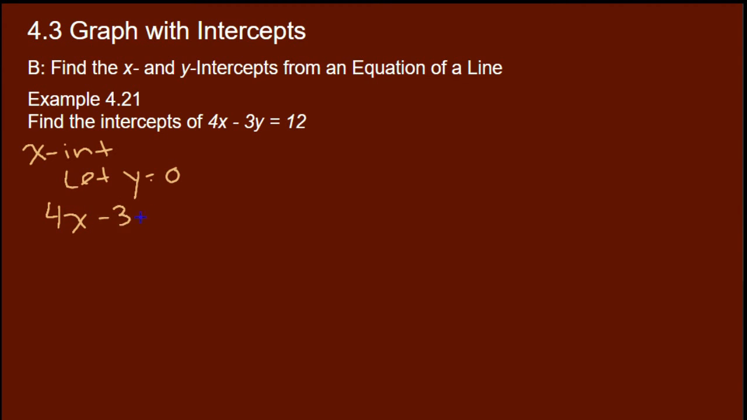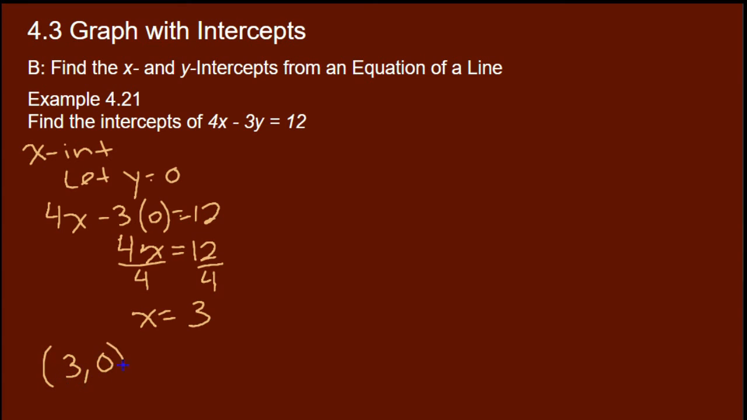4x minus 3 times 0 equals 12. Okay, so negative 3 times 0 is 0, so we can get rid of that. 4x is equal to 12. Divide both sides by 4, and we get x is equal to 3. So the x-intercept is (3, 0).